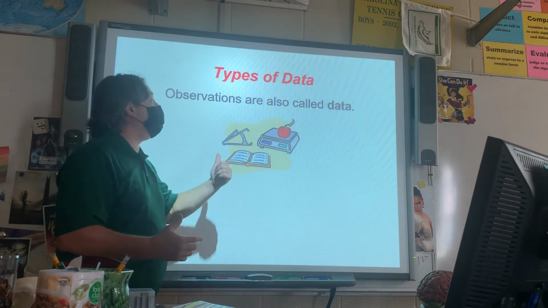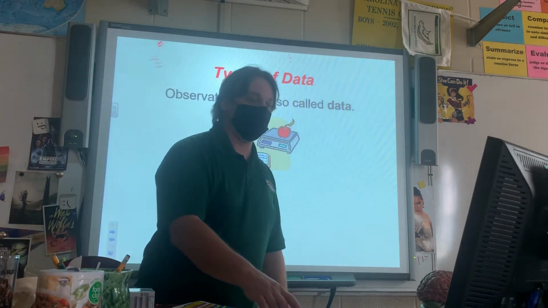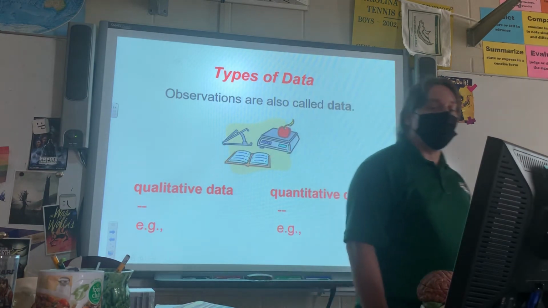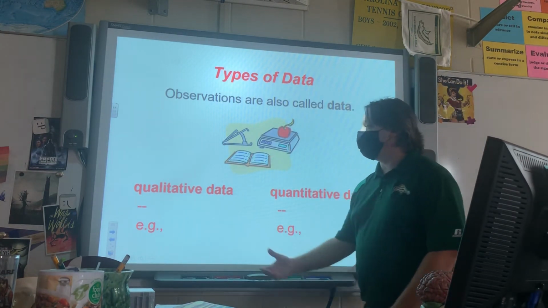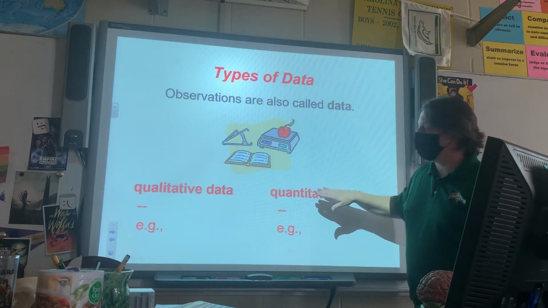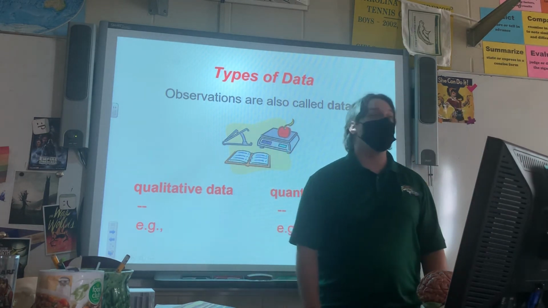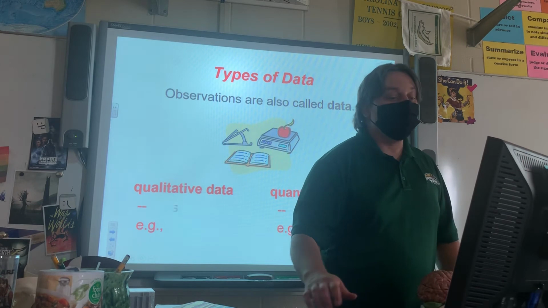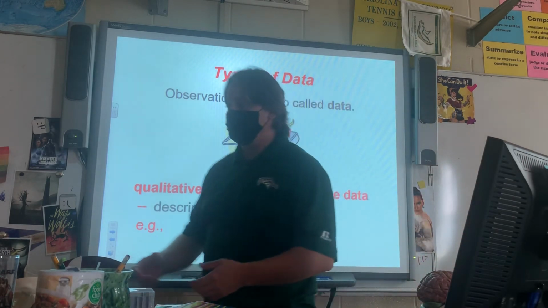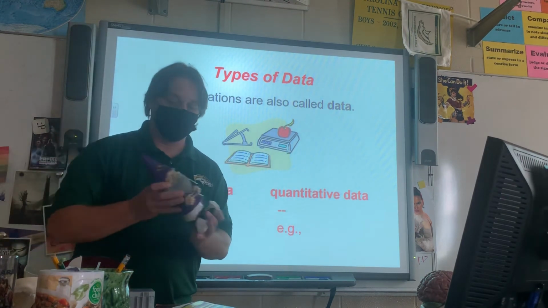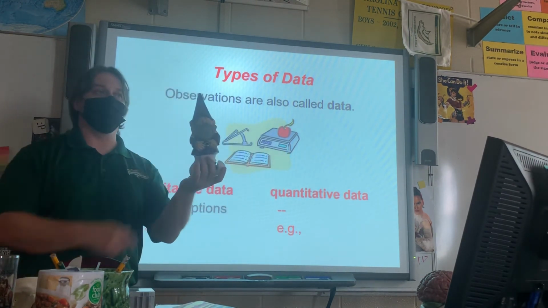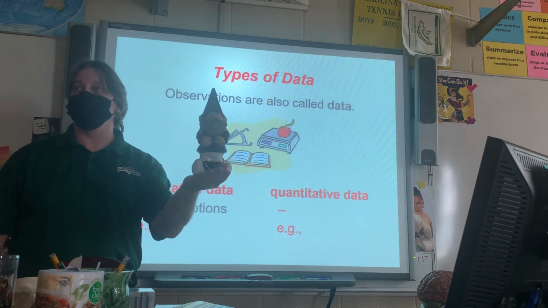When I get observations, I call that data. There are two different types of data, qualitative data and quantitative data. You can look at the root words there, quality and quantity. Qualitative data tells you about something when it comes to its quality, a description. So if I want to describe my ECU garden gnome, what's some qualitative data you can give about my garden gnome?